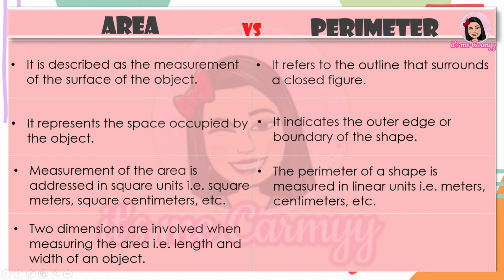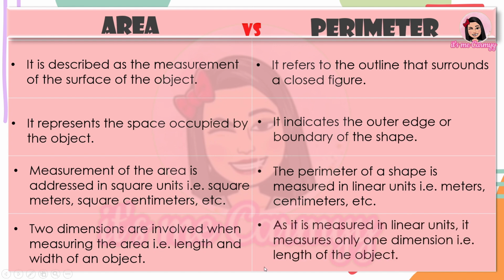Two dimensions are involved when measuring the area, for example, length and width of an object, while the perimeter, as it is measured in linear units, measures only one dimension, for example, length of the object.